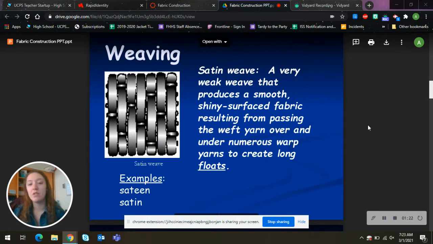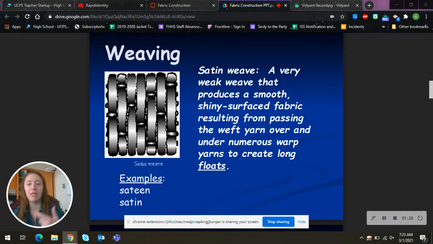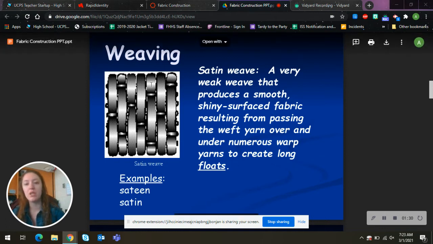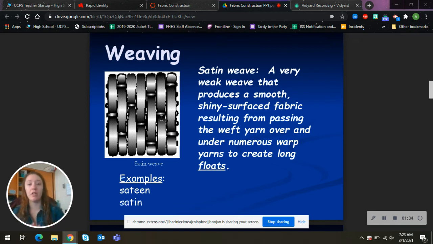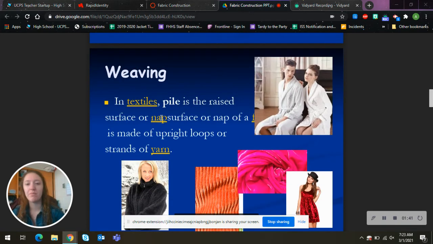A satin weave is a weak weave, so it produces smooth, shiny fabric, but it can be pilled or pitted very easily. As you can tell, there are these long floats where it doesn't go underneath another yarn. So if that's pitted, then it's just going to keep pulling and pulling. A lot of sweaters are made out of this.